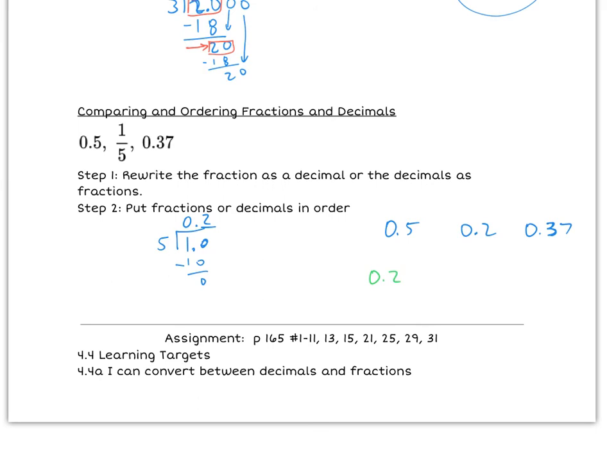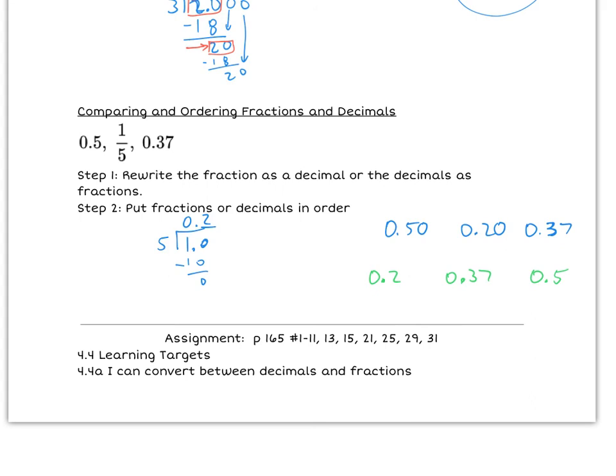Which one's the next smallest? 0.37. Which one's the biggest then? 0.5. I heard a couple people saying 0.5 was the second smallest. Remember, this is like 0.50 and 0.20. So now you're looking at 20, 37, or 50, right? So make them the same length if that's tricky for you, okay?